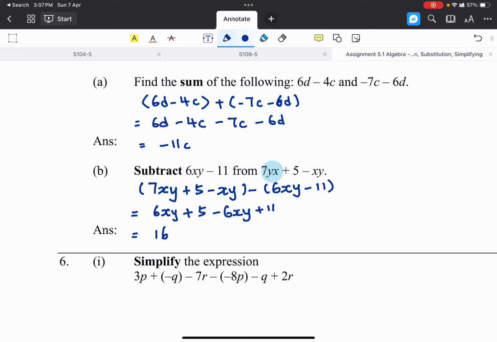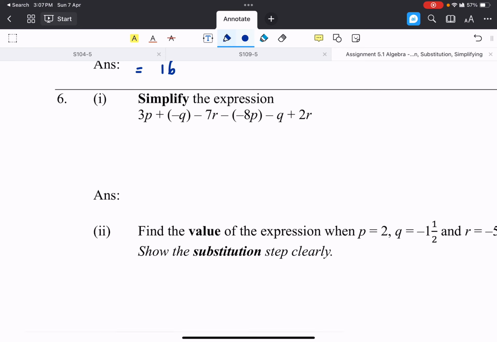Okay, moving on, question 6. They want us to simplify this. So once again, let's be really careful with the operations. So let's work it out step by step. We have 3p minus q minus 7r plus 8p minus q plus 2r.